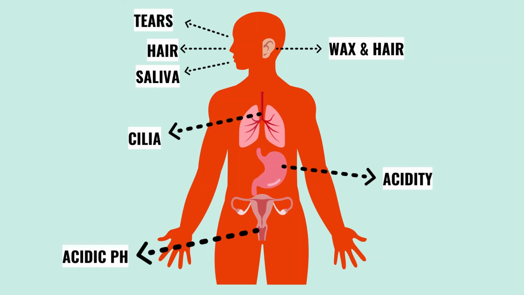This is a summary scheme, including that tears, hair in the nose, and saliva are all natural barriers in our body that prevent infection. Saliva contains a lot of enzymes and a pH that prevent a lot of pathogens from replicating or causing infection. Wax and hair in the ear are also important.